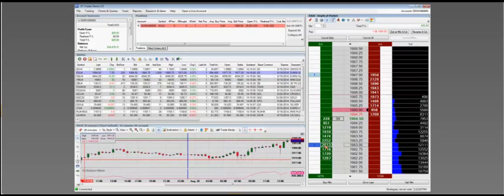With the OCO order working, I know for a fact that hopefully my profit target gets hit first, and as soon as it does, my subsequent stop order that is connected to my profit target will be canceled, so I don't take the risk of being double filled. So that's really all there is to it. Figuring out where you want to be in the market, making sure you have your OCO function active, placing your stop, and then placing your profit target, and just letting it work. So we know how it's going to work.